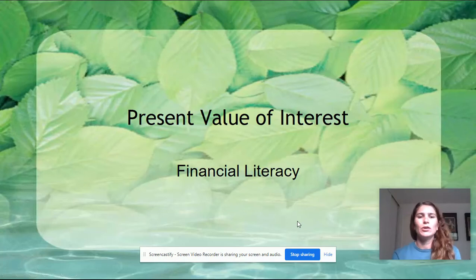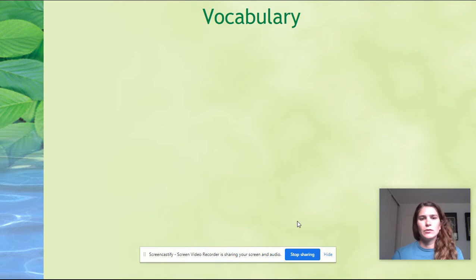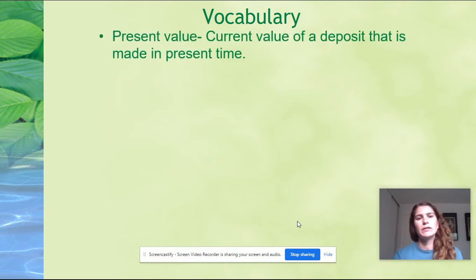Hi everyone, we're going to go over our present value of interest vocabulary. So the first vocab word is present value. This is the current value of a deposit that is made in present time.